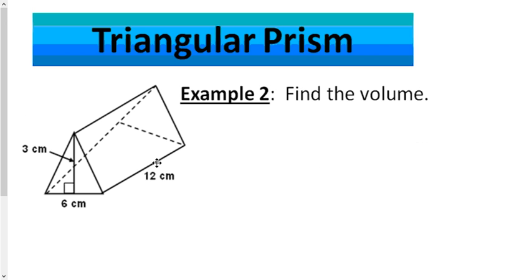In a triangular prism, we do the exact same thing. Find the area of the base. So my base is this triangle right here. Remember, area of a triangle is base times height divided by 2. So the base of the triangle is 6. My triangle is 3 centimeters tall. I divide that by 2. Well, 6 times 3 is 18. 18 divided by 2 is 9. So my base area is 9 centimeters squared.